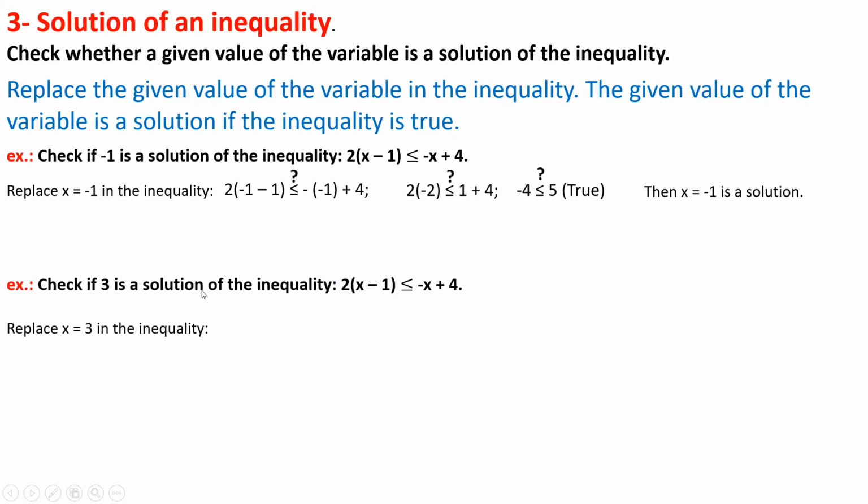Let's check if 3 is a solution of this inequality. So also I replace x equal 3 in the inequality. So 2 into 3 minus 1 less than or equal to -3 plus 4. Is it equal on the two sides? Let's calculate. 3 minus 1 is 2. So 2 into 2, is it less than or equal to minus times 3 minus 3 plus 4?